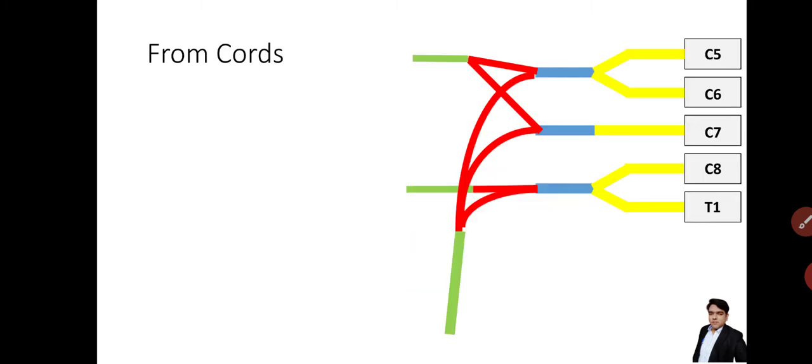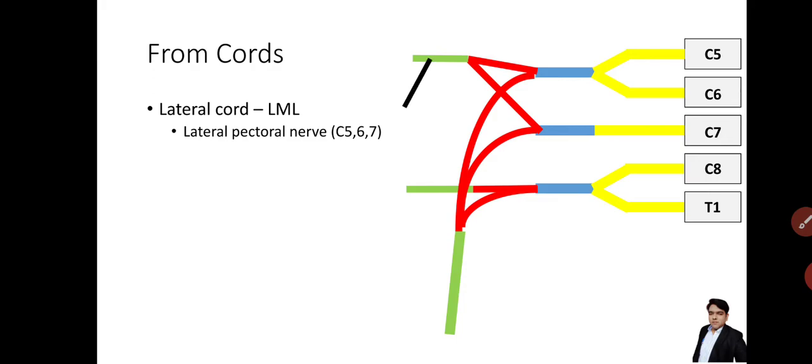Now the branches from the cords. From the lateral cord, to remember the branches from the lateral cord, mnemonic is LML. Lateral pectoral nerve, root value C5, C6, C7. So this is lateral pectoral nerve.